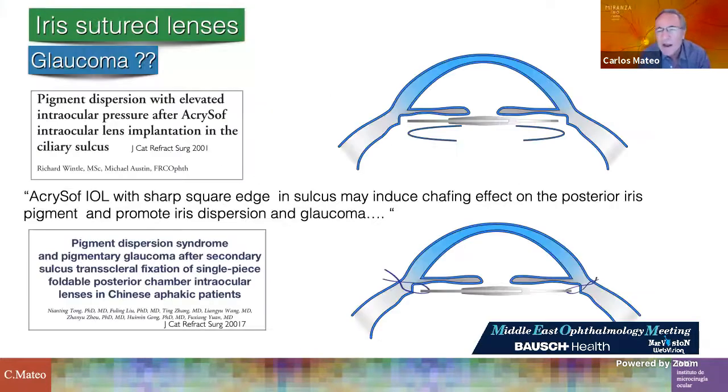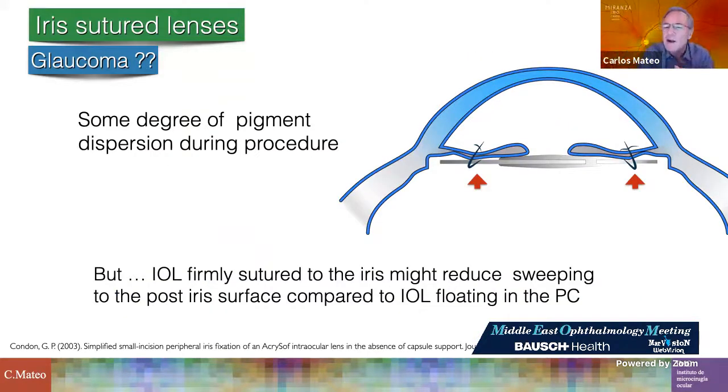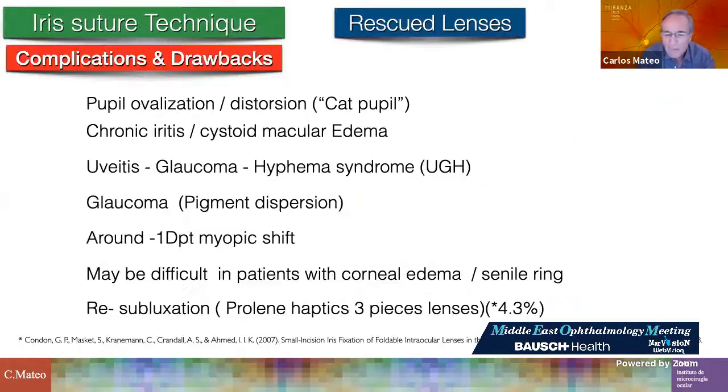Let me tell you one thing, perhaps the data of pigmentary dispersion comes from old series when you had a problem and then you leave these lenses, actually soft lenses, in the sulcus, moving free, and then they may induce chafing effect of the posterior iris pigment and promote iris dispersion and glaucoma. But I think that when you suture these lenses to the iris, then the iris moves less, of course, and then the chafing effect is less than expected. We don't find patients with pigmentary glaucoma.